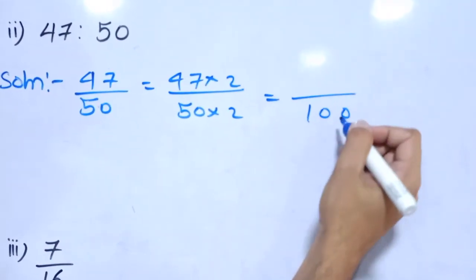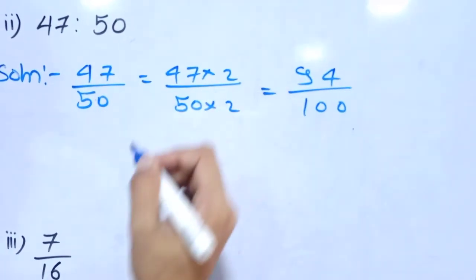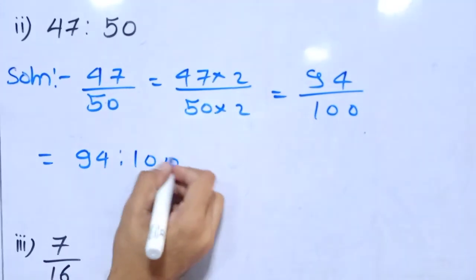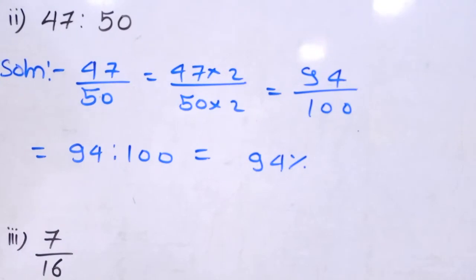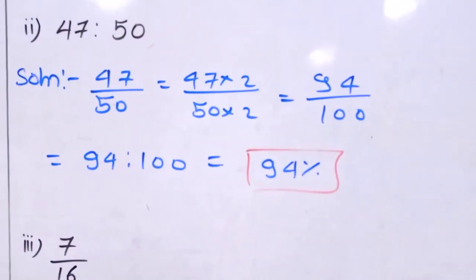The denominator will become 100. 2 sevens are 14, 1 carry; 2 fours are 8 plus 1, 9. 94. Can we write 94 is to 100? Yes, of course. So it will become 94 percentage. This is the conversion of the given ratio into the percentage.